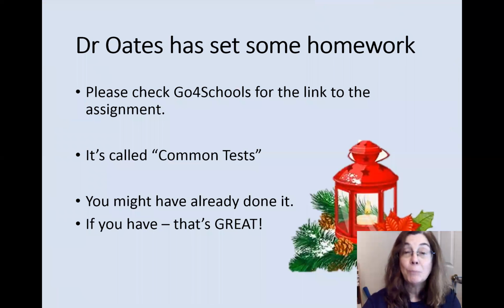So I have set you some homework, so Merry Christmas for the homework. It's called Common Tests. So if you check on Go for Schools, I've got a link to a Microsoft quiz for you. I know most of Year 9 are using Educate, but I've written these tests specifically for you and specifically for what we are studying here. So if you can go and do those Microsoft quizzes, you will find the link in our Microsoft Teams. But if you go into Go for Schools, the link will be there that will take you to that assessment. So if you haven't had a go at them, then go and try them, and I'll be able to see and I'll give you some feedback.